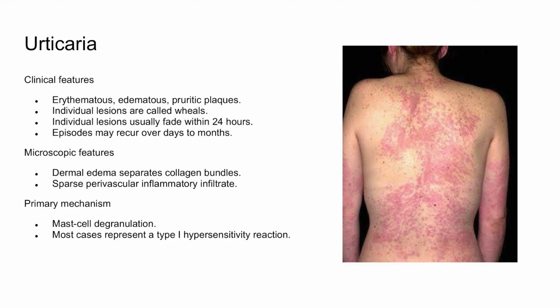Angioedema involves deeper tissue and commonly affects the lips, eyelids, hands, or airway, and histology shows dermal edema separating collagen bundles with relatively sparse perivascular inflammation. A lesion that remains fixed for more than 24 hours, becomes painful, or leaves bruising should raise concern for an alternative diagnosis such as urticarial vasculitis.